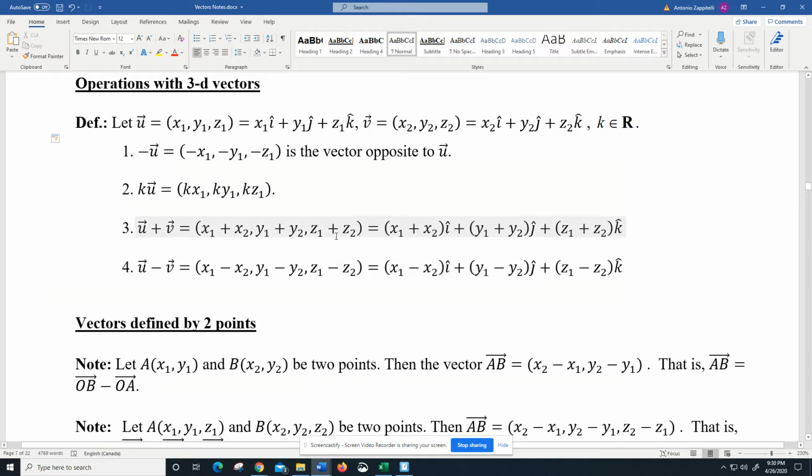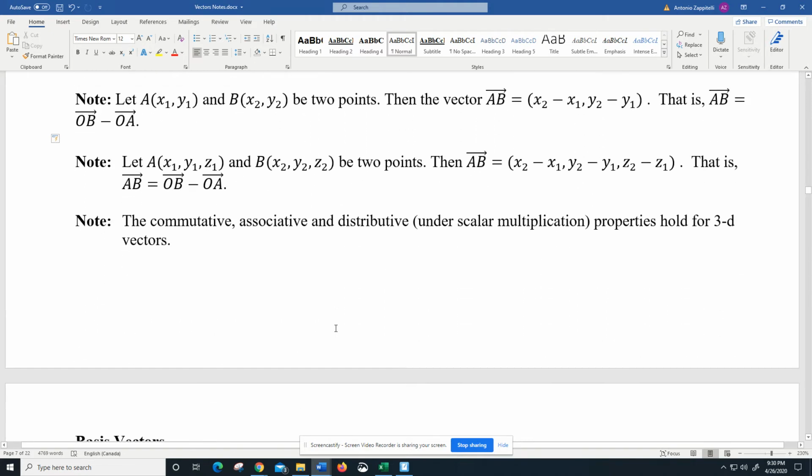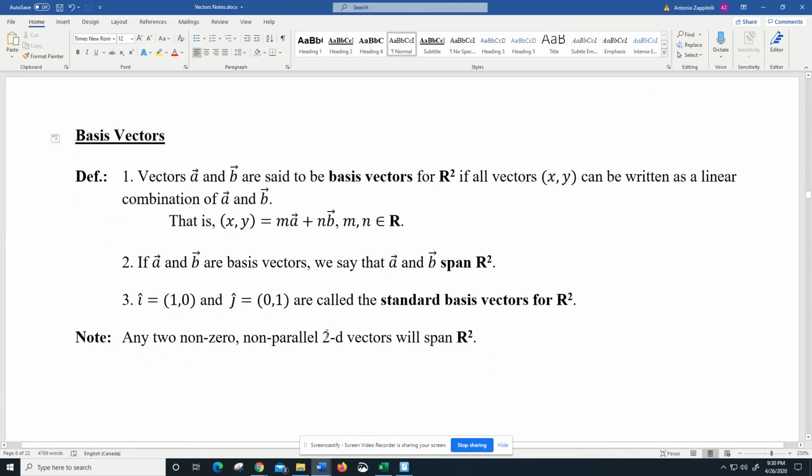And the last thing we're going to say here is that any two vectors can be basis vectors, okay? Meaning that I could take my vector xy and write it as a linear combination of these two vectors. There are some restrictions, though: neither of the vectors can be 0, and they cannot be parallel. But any other pair of vectors can be used to write a vector in 2D.